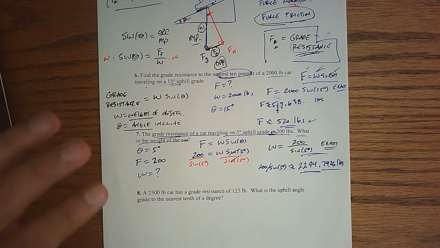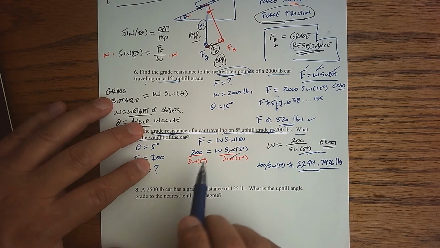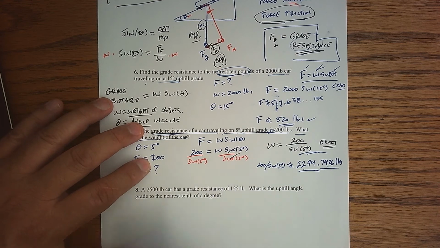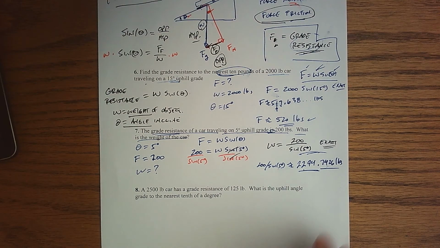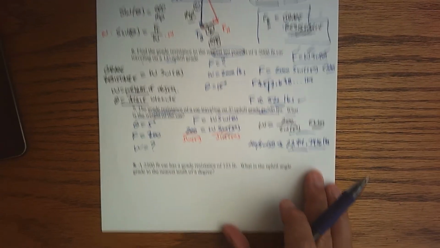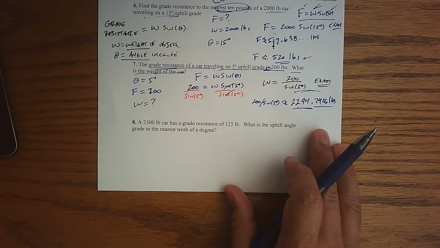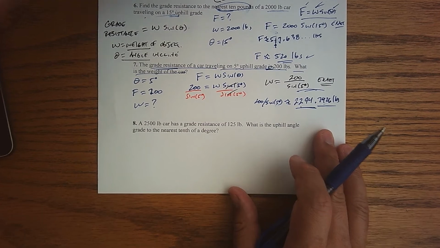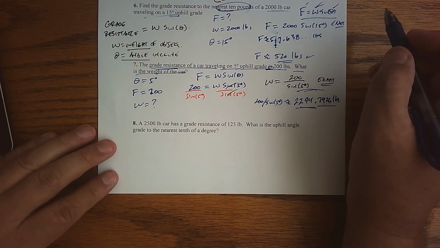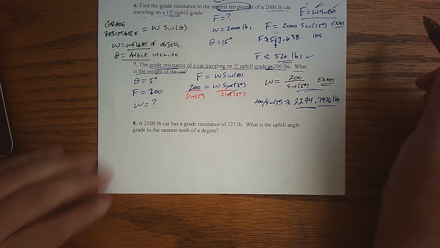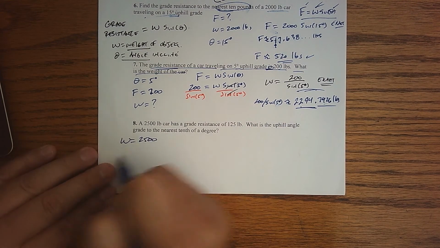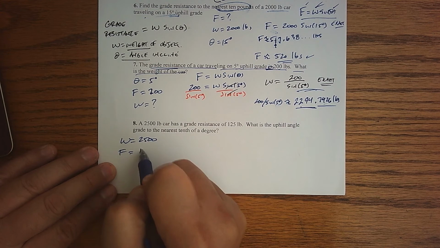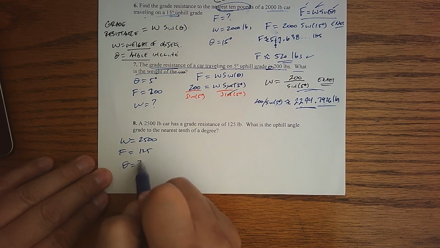Again, know how to do both. Set up your equations, show me how you're solving for things, come up with an exact answer, and then turn to your calculator. That's probably the best practice. One more. Reading the next one, it says that a 2,500 pound car has a grade resistance of 125 pounds. What is the uphill angle? So it looks like they gave us W. It looks like they gave us the grade resistance. And so what's not known is the angle.